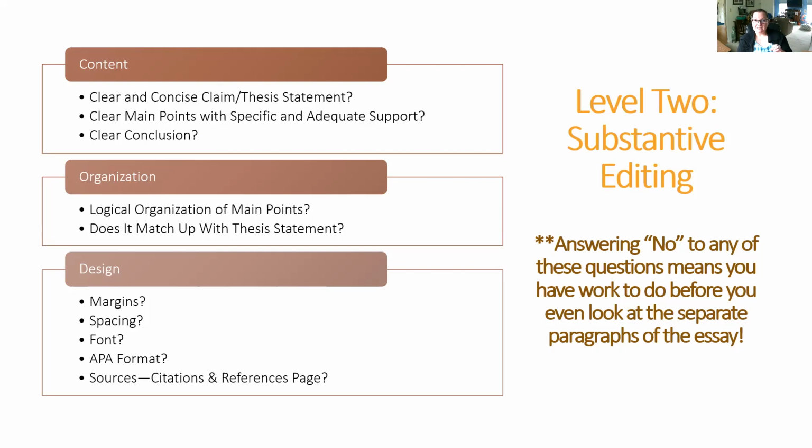And then the design elements. This is where APA format comes into play. Do you have 1-inch margins on all 4 sides of the document? Do you have the correct spacing? Do you have the correct font? Is it in proper APA format? Do you have the title page correct? Do you have your page numbers in the top right corner of the header? All of those things that we talked about, I believe it was either week 3 or 4, talking about APA format. Maybe week 5. Maybe week 4. Do you have proper citations and a proper references page, right?